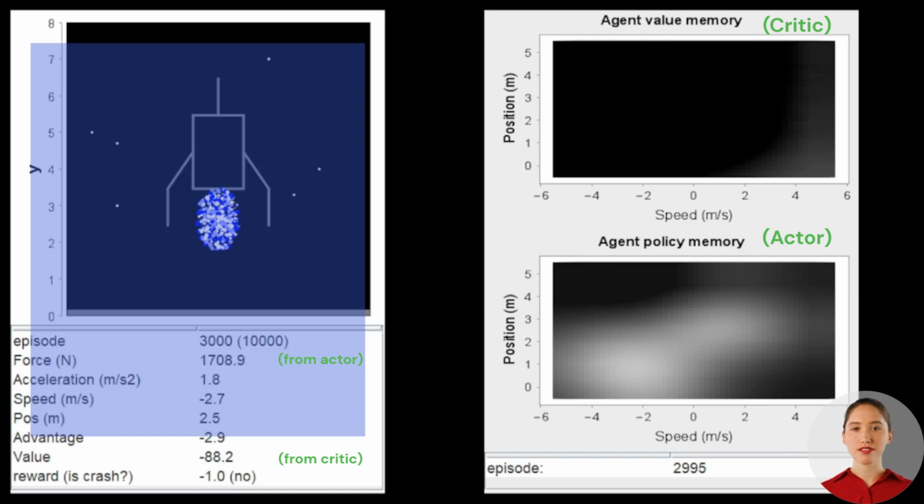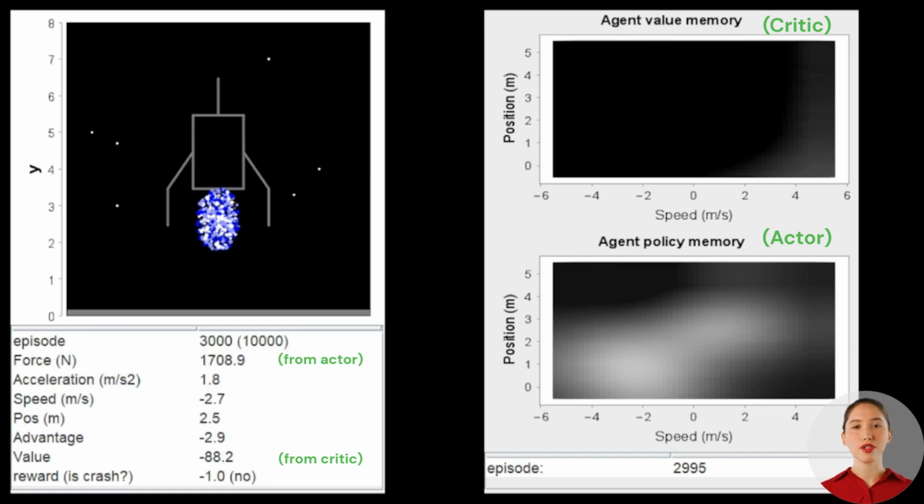The frame on the left represents the environment. It shows how the agent controls the spacecraft. It also displays information such as force, speed, and position. The frame on the right shows the agent's memory. Lighter colors indicate higher values. The lower plot shows the policy, force as a function of speed and position.